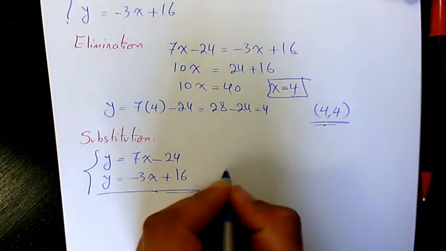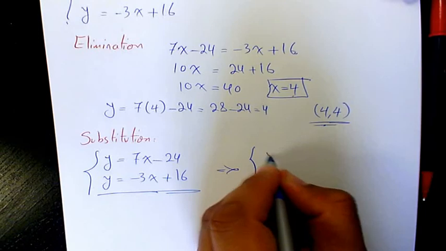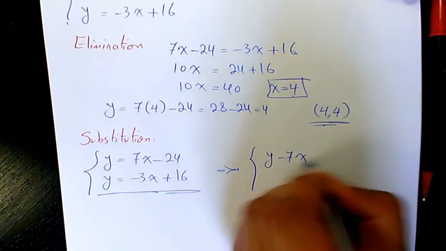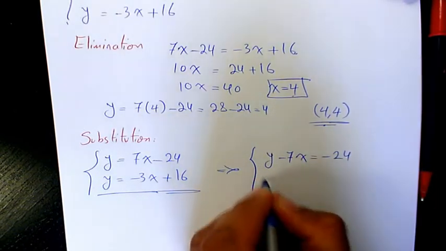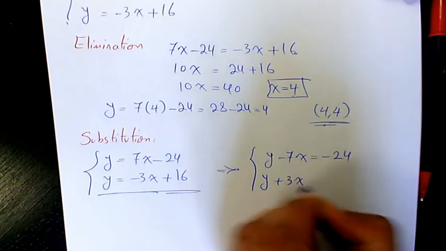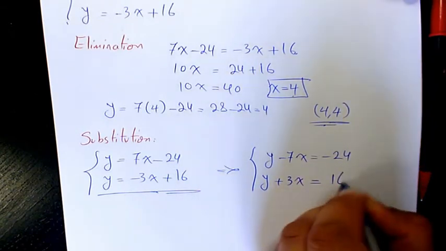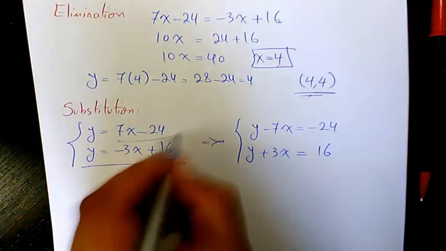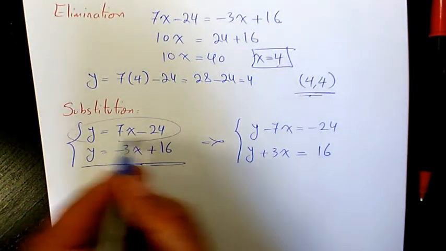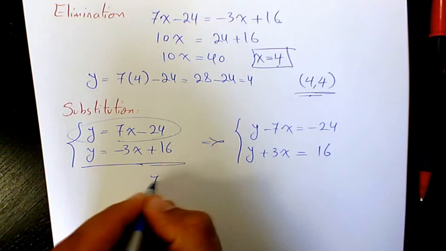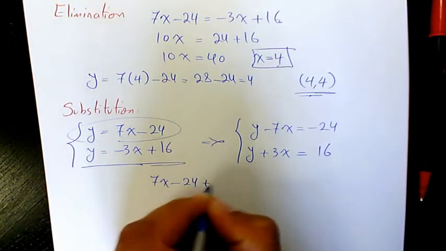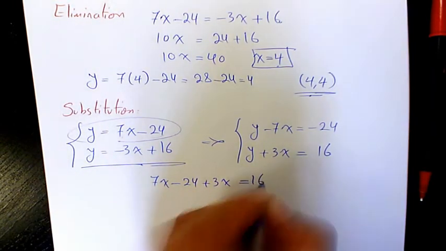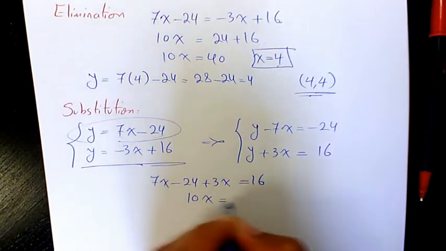I move this to the other side, negative 7x equals negative 24. y plus 3x equals 16. So I sub this expression in here. It's going to be 7x minus 24 plus 3x equals 16. So that's going to be 10x equals 40.